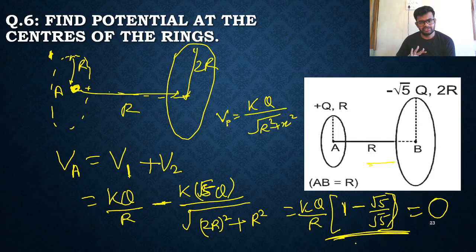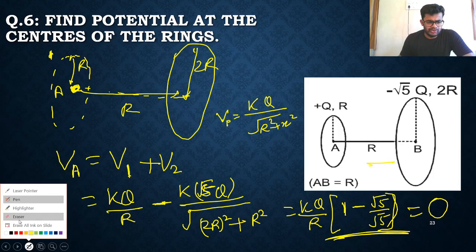Simply we have just used the formulas, nothing else. Potential due to the first ring means at the center. Next, potential due to the second ring means at a point on the axis. That's all. So finally the answer is 0 for this point A. I hope all of you got it.